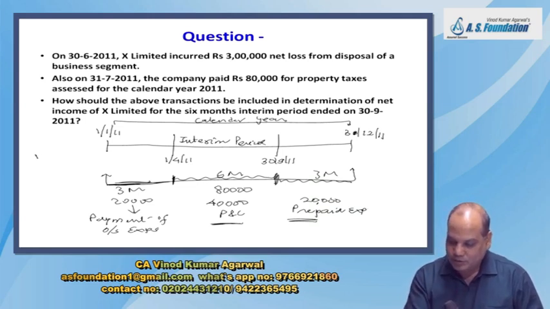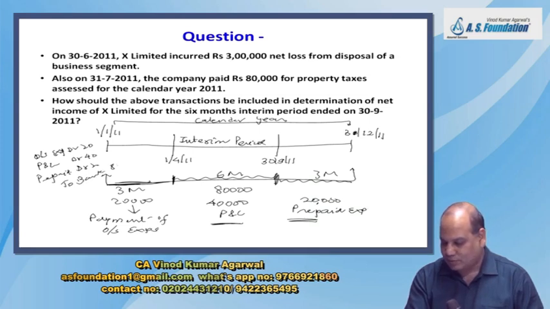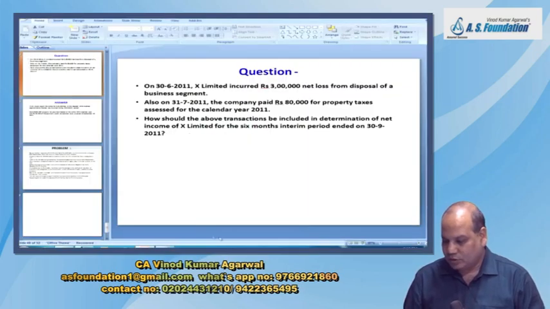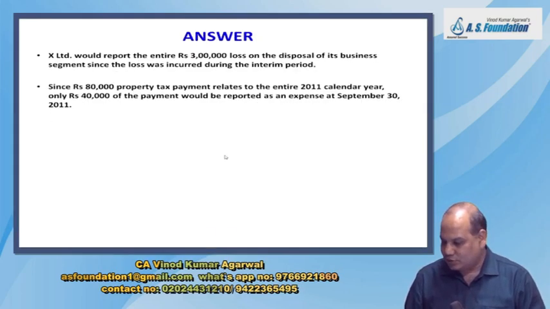So the entry will be outstanding expense debit 20,000, P&L account debit 40,000, prepaid for the next period 20,000 and to bank 80,000. Right? Okay, now we'll come to next question.